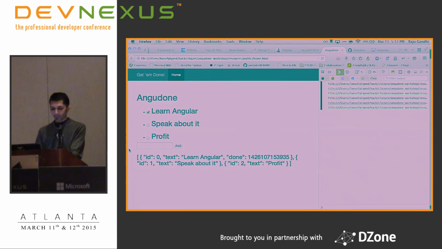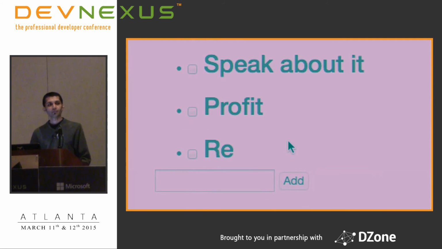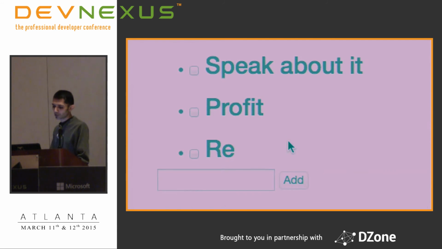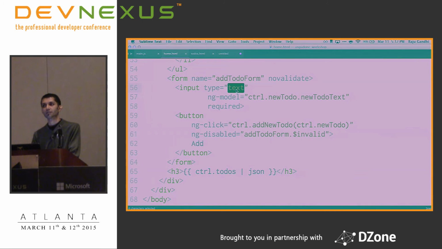If I refresh the page, and the people probably in the back can't see, but I can't click the button. If I start typing, now I can click. So Angular with HTML5 getting married. If you have not used HTML5 validations, it's something you should look at, because this doesn't have to be text.